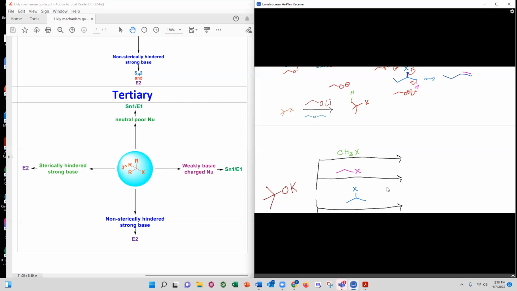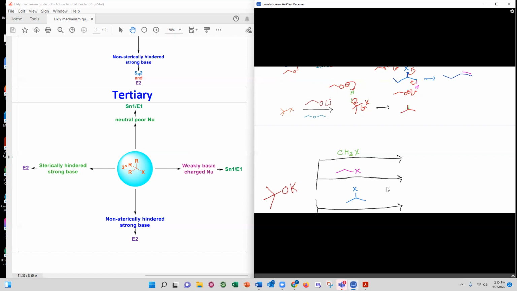So again, in this case, ethoxide will come in, it will form my pi bond, it will kick off my leaving group. Okay, and out of all of these substrates that I've shown you, this will undergo the fastest E2.